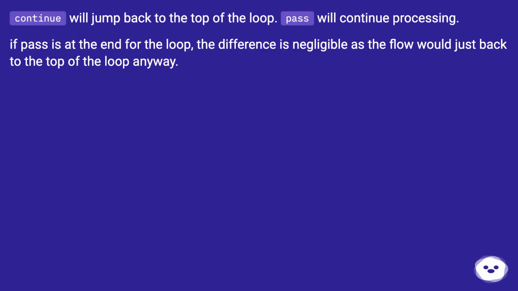Continue will jump back to the top of the loop. Pass will continue processing. If pass is at the end of the loop, the difference is negligible, as the flow would just go back to the top of the loop anyway.